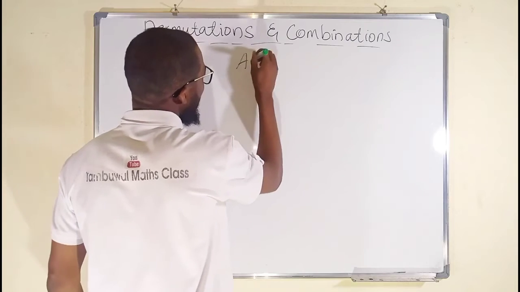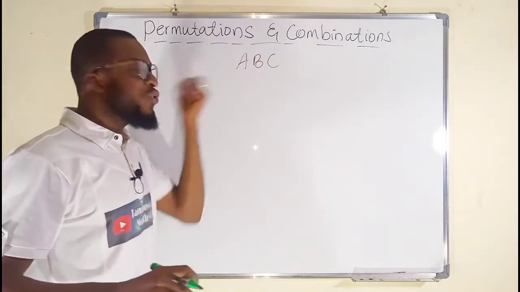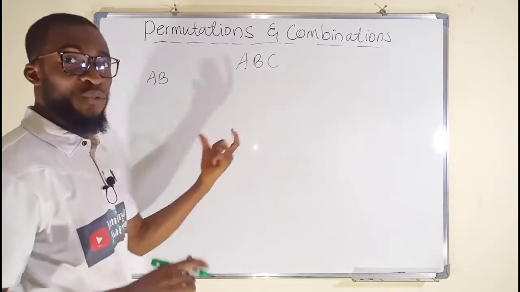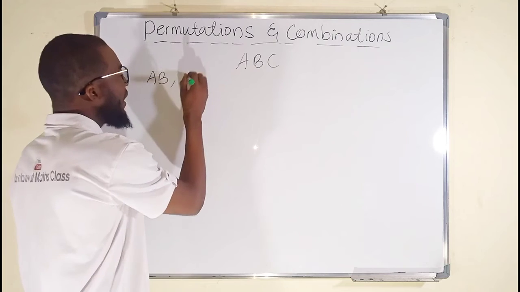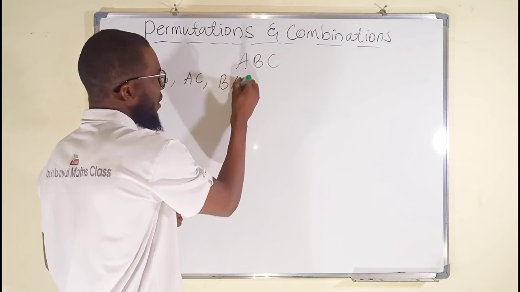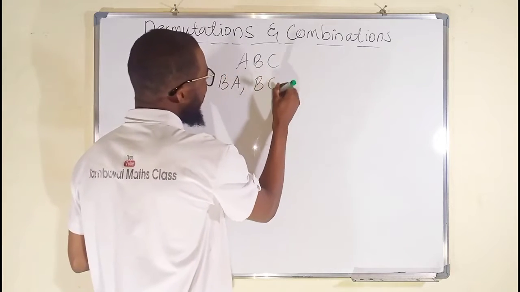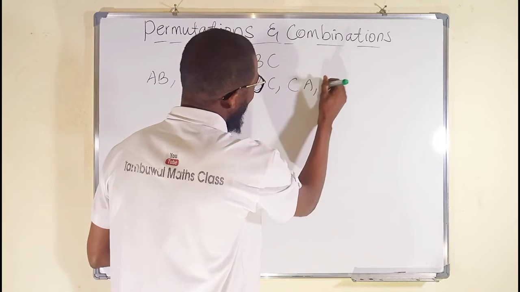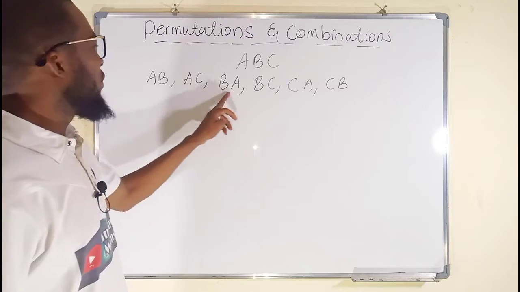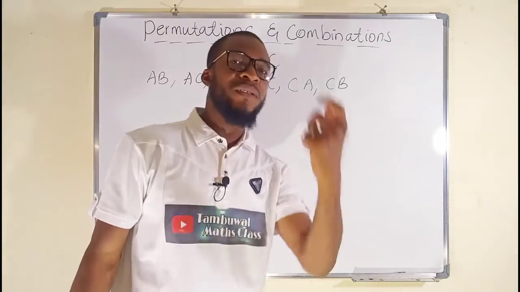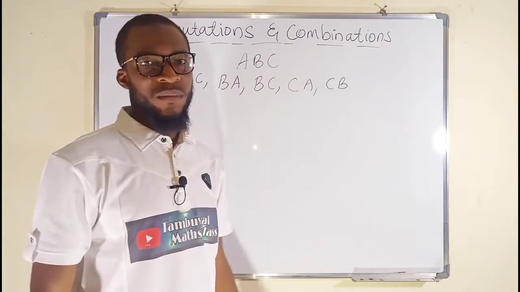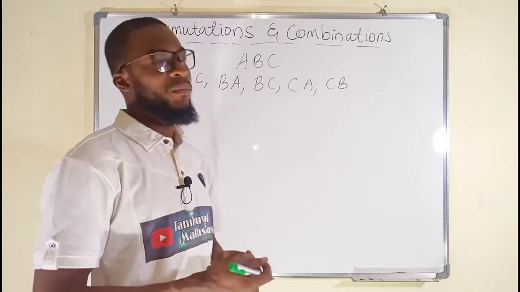So first we have A, B, and C, and we want to choose 2 at a time. We can have AB, right? Choosing 2 out of 3. We can have AC. We can have BA. We can have BC. We can have CA. And lastly, CB. 1, 2, 3, 4, 5, 6. We have 6 different permutations in choosing 2 out of 3. We're arranging 2 out of 3.